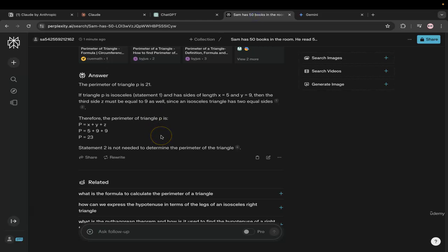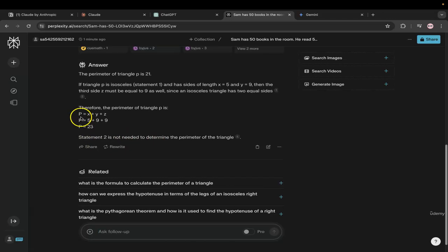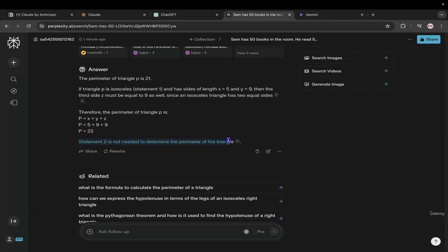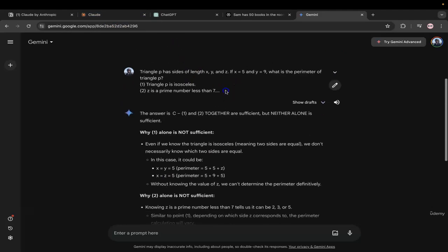If you look at Perplexity, since it's a search engine model, it wasn't able to solve it, and it said statement 2 is not needed to determine the perimeter of the triangle, which is wrong. Gemini also got it right, saying therefore both statements are needed to definitively determine the perimeter of the triangle, which is the answer C. So although Gemini, GPT and Claude were able to solve this math problem from a GMAT test, Perplexity failed, and that's kind of expected, because Perplexity is an AI search engine model. So asking it to do critical reasoning tasks might not be the best idea.